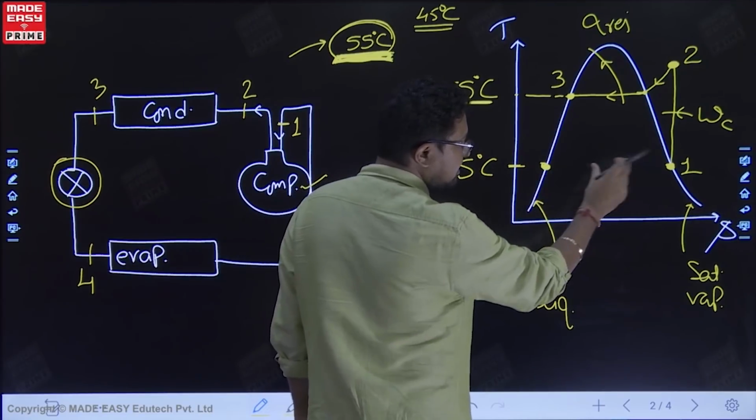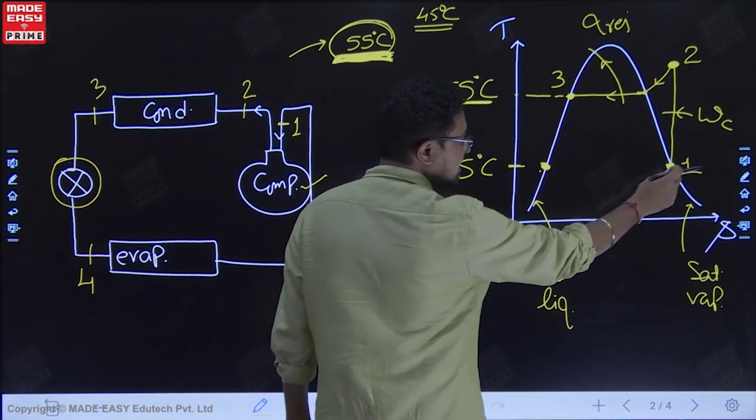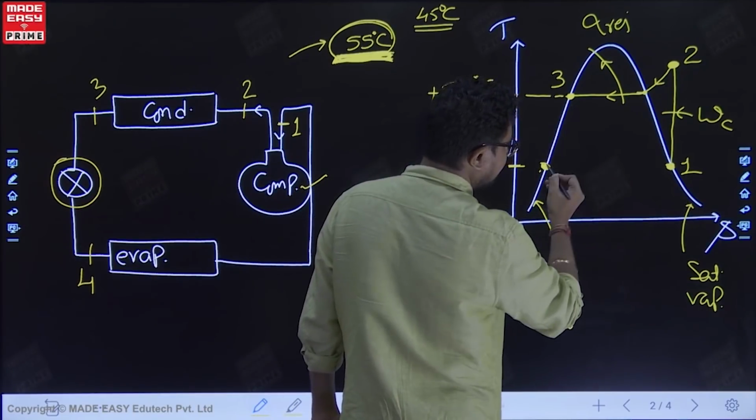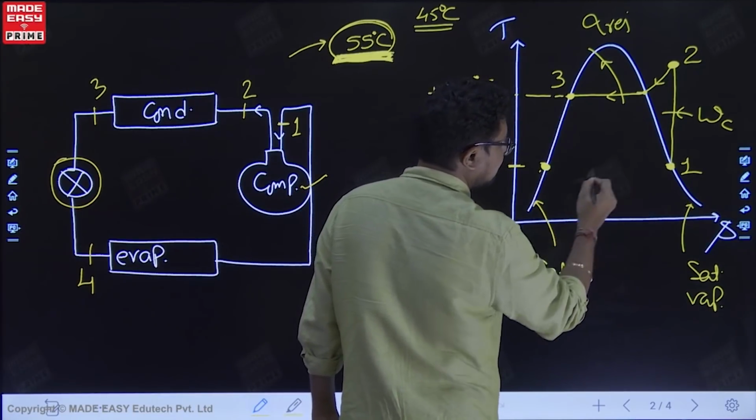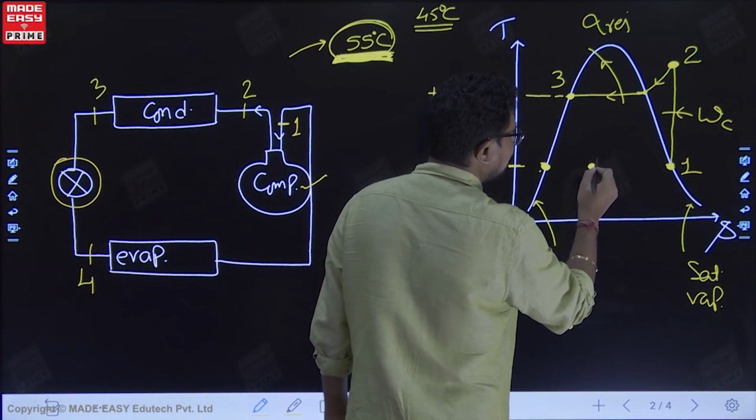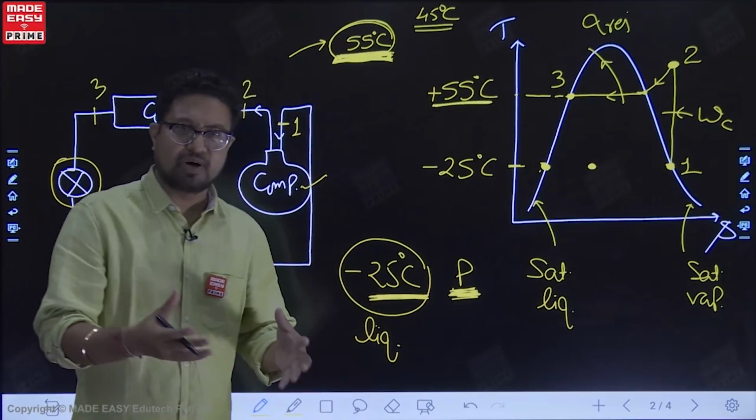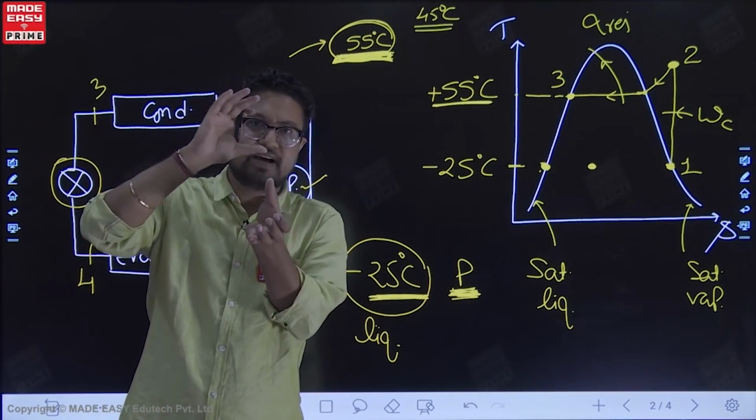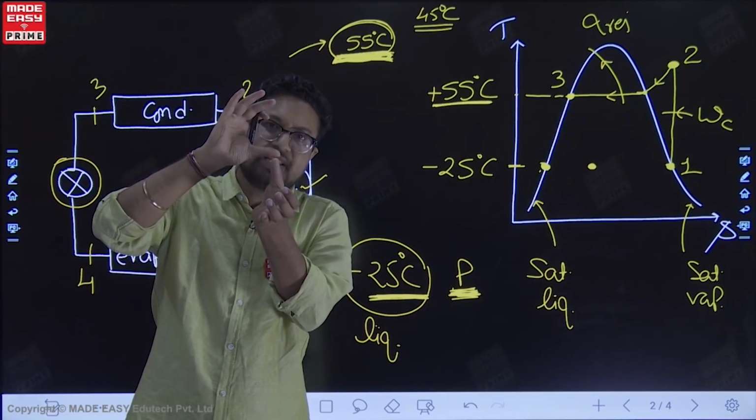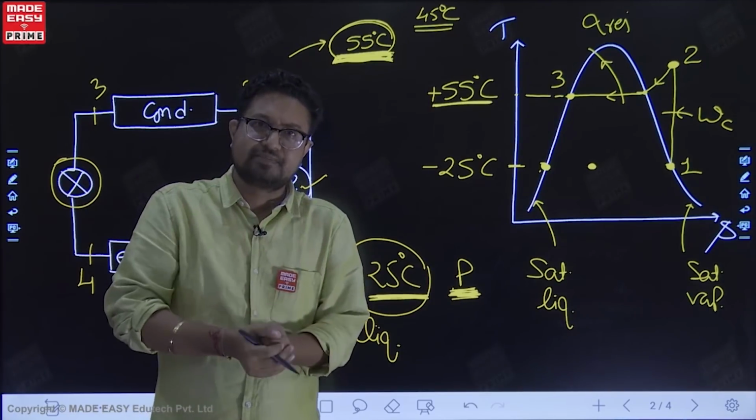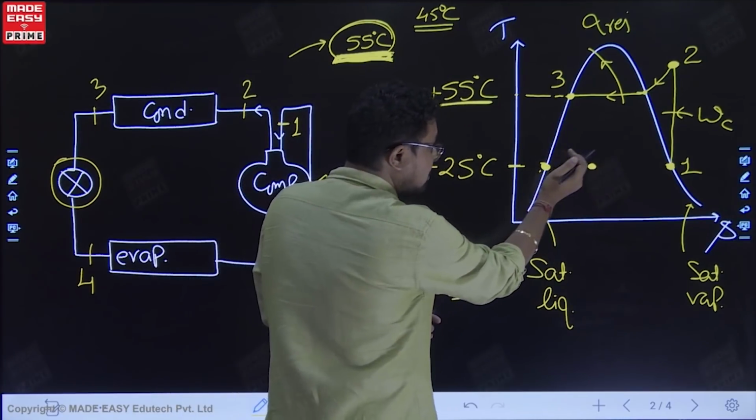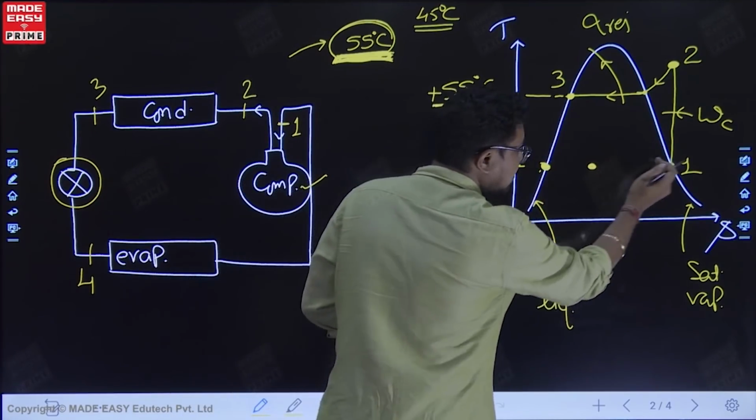Because we have a mixture, some part is this, some part is this, the average entropy will come somewhere in between, because this is lesser entropy, this is higher entropy. So, average comes out. Wet region means what? We have some saturated liquid, we have some saturated vapor. So, entropy in the wet region is the average. If you have more liquid, average is closer to this. If you have more vapor, average is closer to that.